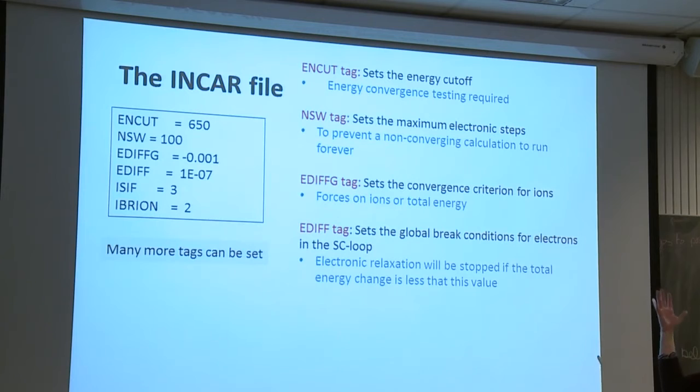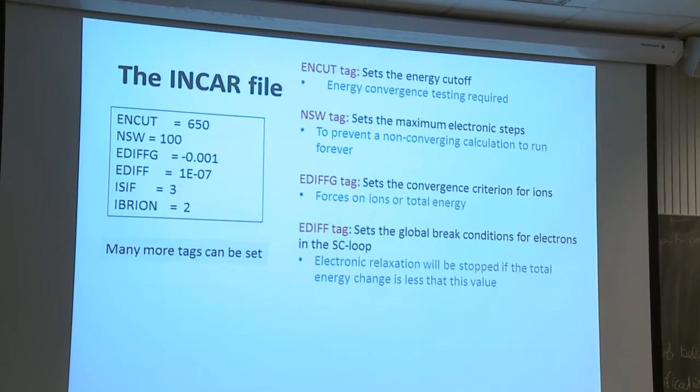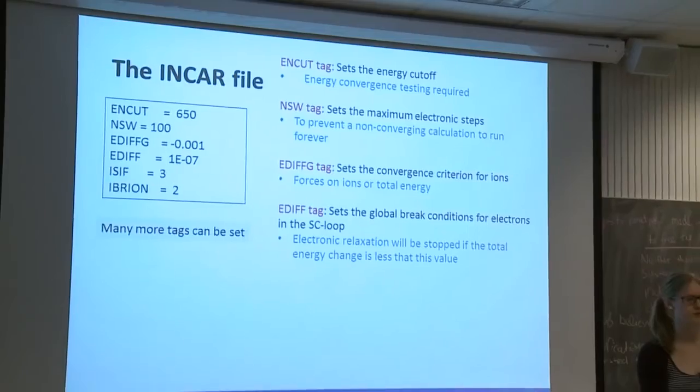For ions, you can choose whether you want the convergence to be in terms of total forces on each ion, or the total energy, convergence in total energy, and it also depends on how stable your system is initially. For example, if you have some vacancies in your system, it might be harder to relax it, there will always be some forces there, for example, if you have some artificial interface or whatever.